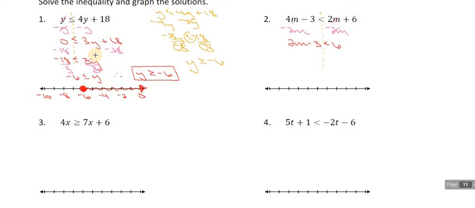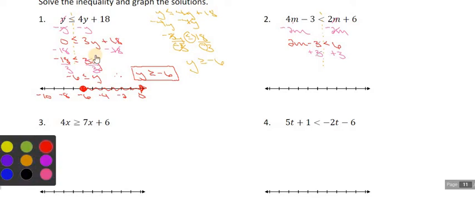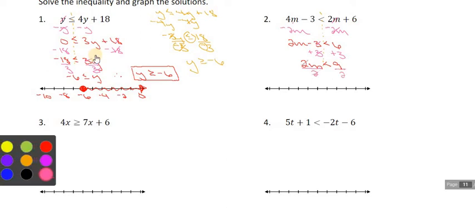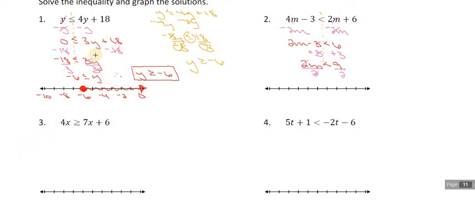Next, I want to get 2m alone on the left, so I'm adding 3 to both sides. Leaves me with 2m is less than 9. And now to get m completely by itself, we divide both sides by 2. Now we often like nice simplified fractions in algebra, but when we have a nice decimal like this, it's okay to use m is less than 4.5 because it will help you with your graphing of your solution.